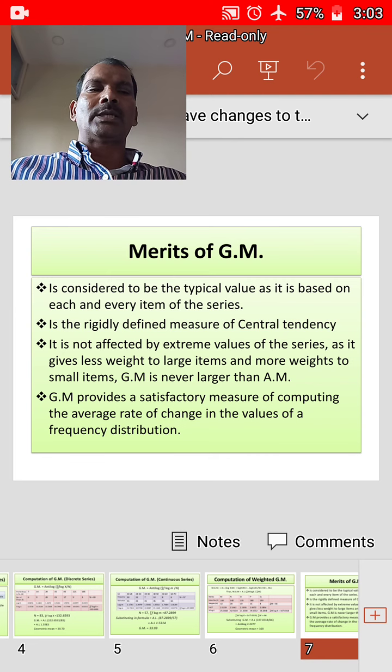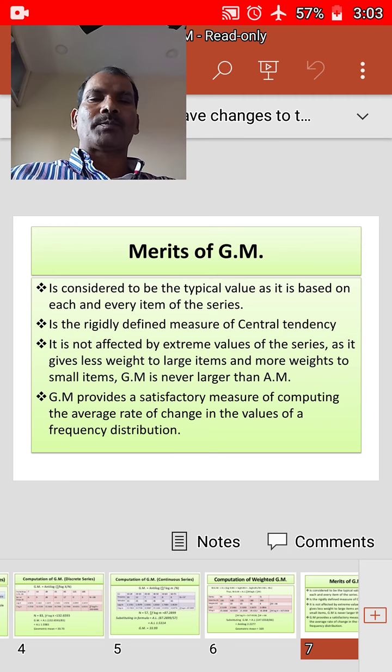Geometric mean provides a satisfactory measure of computing the average rate of change in the value of a frequency distribution.